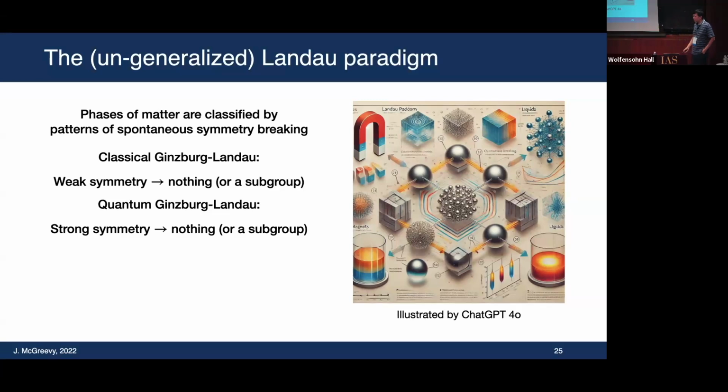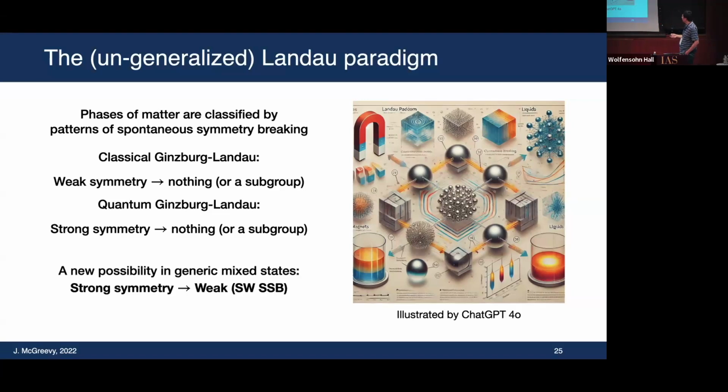Okay. What about quantum? Ginsburg-Landau in quantum systems, well, it's most of the time about having a strong symmetry to begin with, and then it's broken to a subgroup or nothing. Okay. But if you look at this list, there's now a distinct possibility in mixed states. That is, you can have a strong symmetry spontaneously broken to just weak symmetry. So I'll call it SW, strong to weak symmetry breaking. And I'll try to explain what this means. All right.